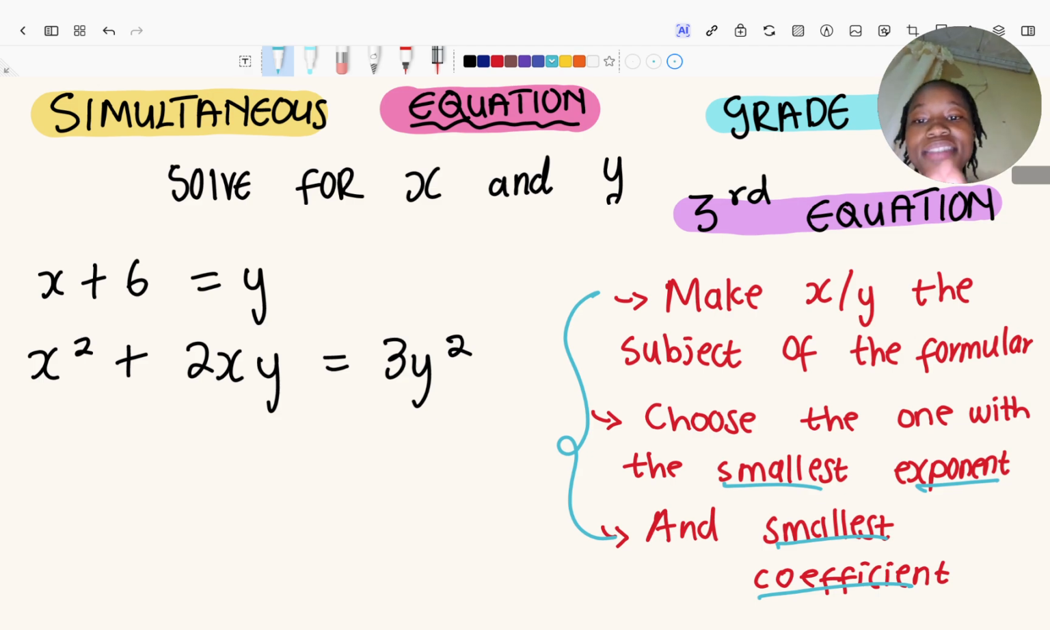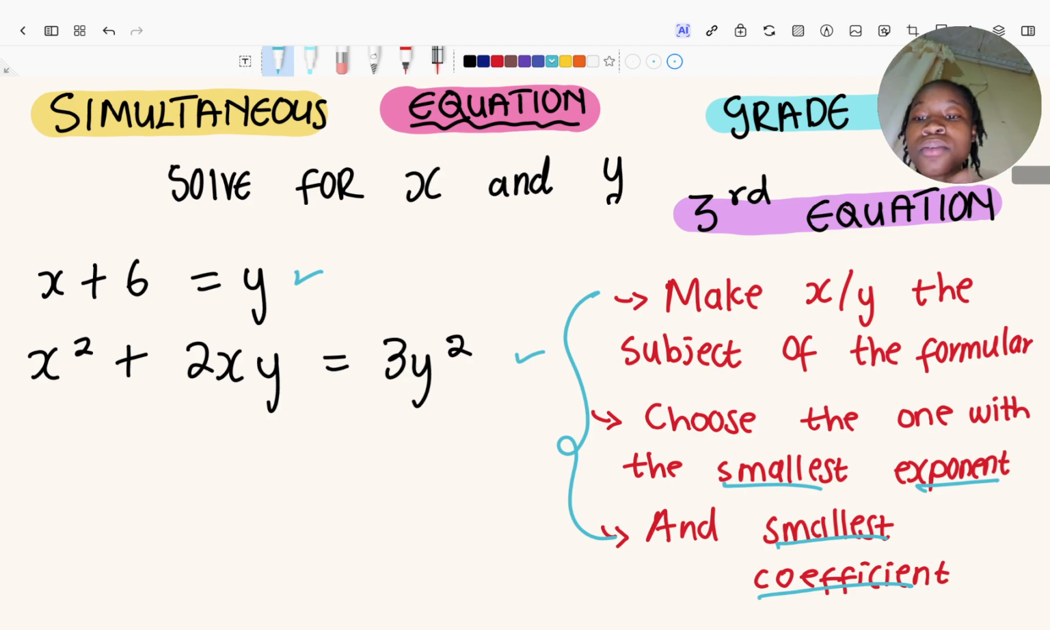Okay, so let's look at this example. The question says, for x and y, we're given x plus 6 equals y, and x squared plus 2xy equals 3y squared. I told you that we need to firstly find the third equation. And how do we determine the third equation? We need to make x or y the subject of the formula. Which one am I going to use? I told you that you need to find the one with the smallest exponent and the smallest coefficient.